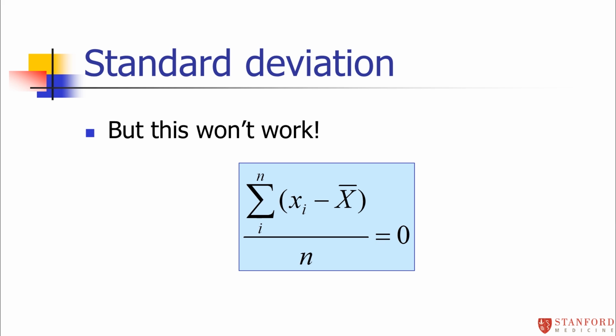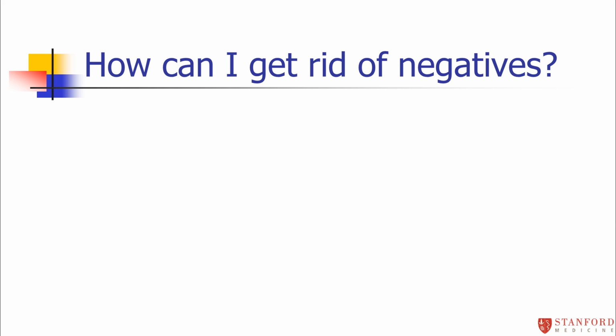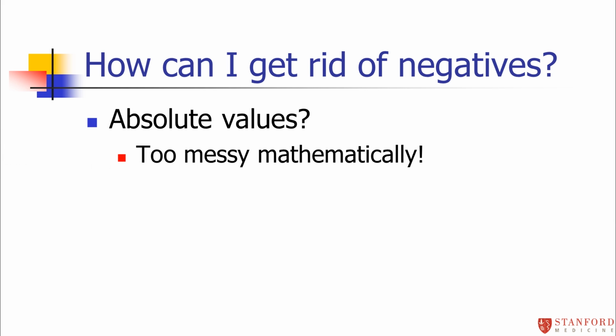So the problem is the negatives. So the next thing you might think is, well, how am I going to get rid of the negatives? What do we do in math if we don't want to deal with negatives? Your first instinct might be to turn to absolute values, right? If you take the absolute value of the distances, that would get rid of the negatives. It's not going to add up to 0 anymore.